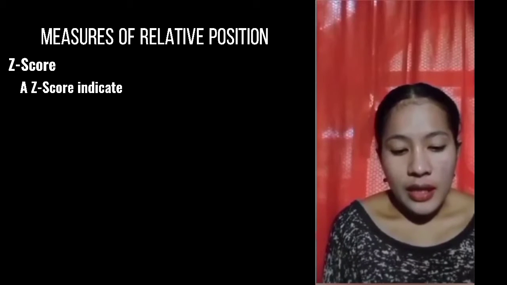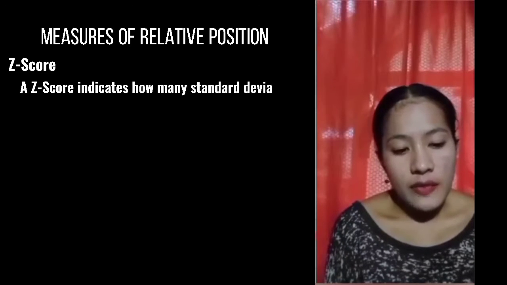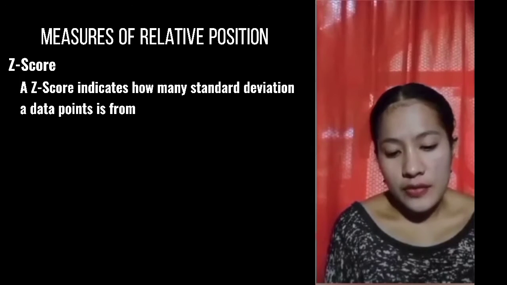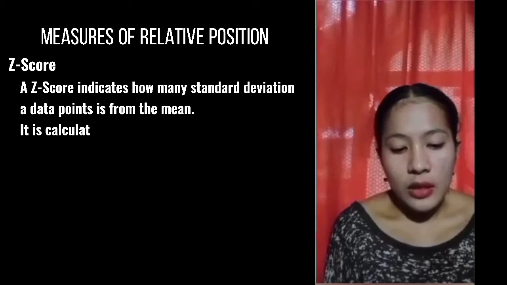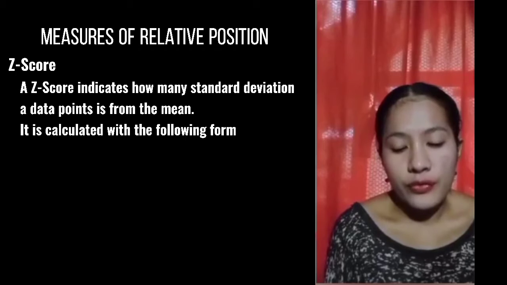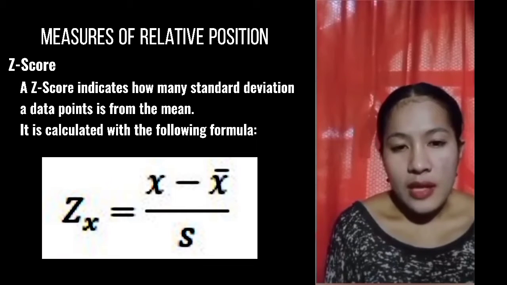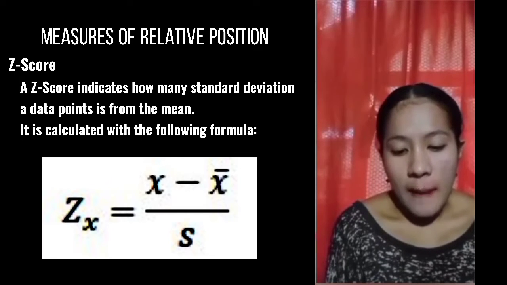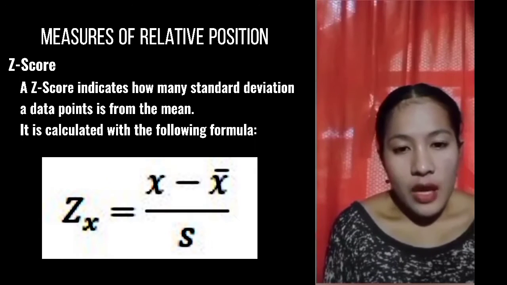Z-score indicates how many standard deviations a data point is from the mean. It is calculated with the following formula: Z-score is equal to x minus mean over standard deviation.